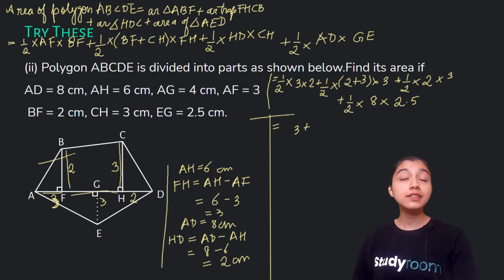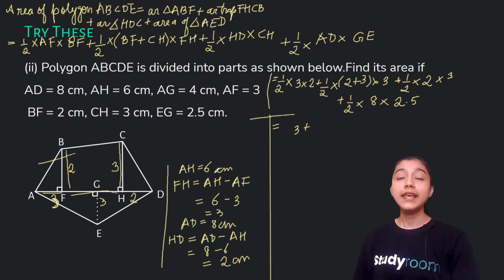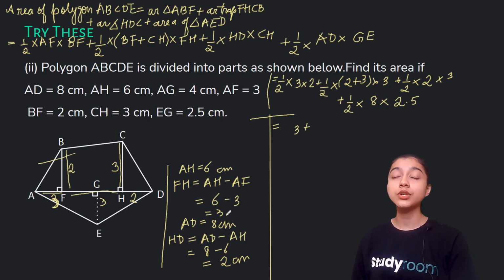Now FH has not been directly given in the question, so we can calculate FH using the formula AH minus AF, because FH is the whole AH minus AF. AH has been given in the question, that is 6, and AF has also been given as 3. So FH will be 6 minus 3, which is equal to 3 centimeters. So the value of FH, that is the perpendicular distance, has been put in the formula of the trapezium.